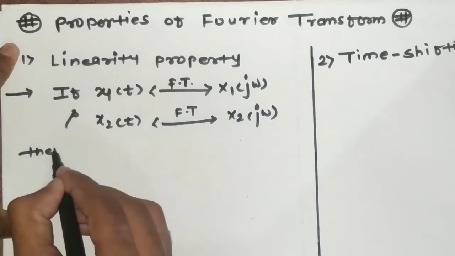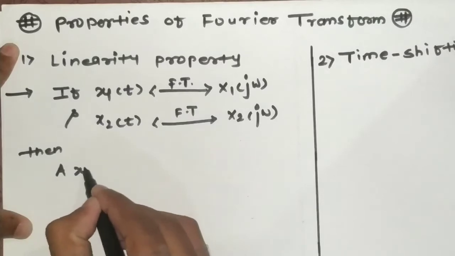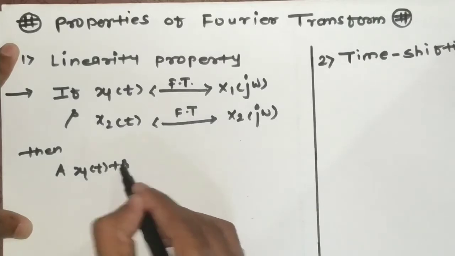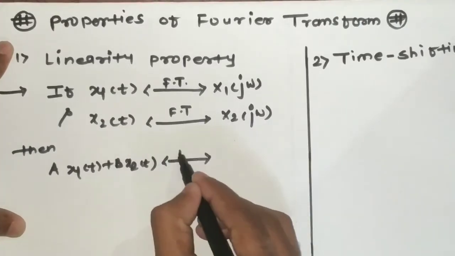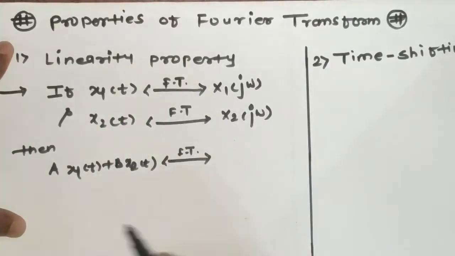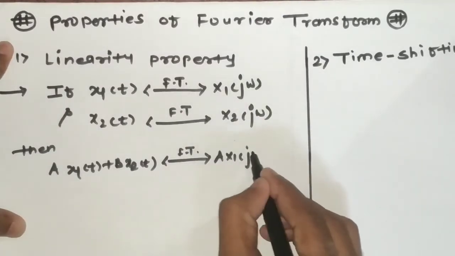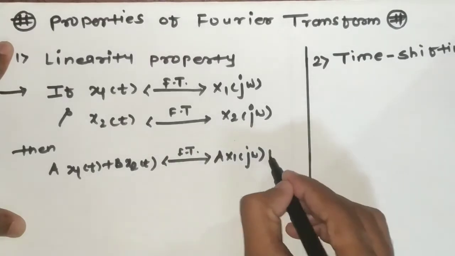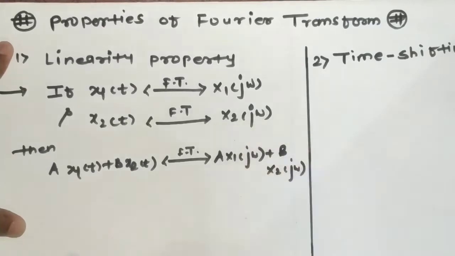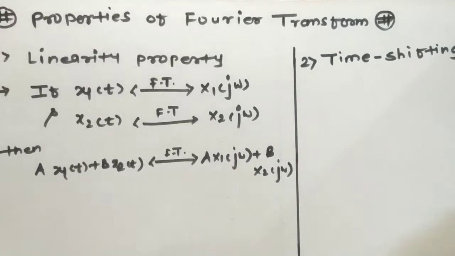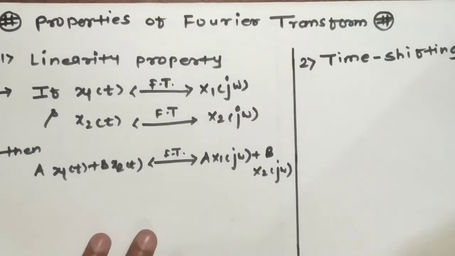Then our statement is the linear combination of the input signal, that is a x1 of t plus b x2 of t, its combined Fourier transform should be, now x1 of t's Fourier transform is X1 of j omega, so this is a X1 of j omega plus b into x2 of t's Fourier transform, X2 of j omega. So this is known as the linearity property. This property is quite easy, so we are not going to prove the linearity property.